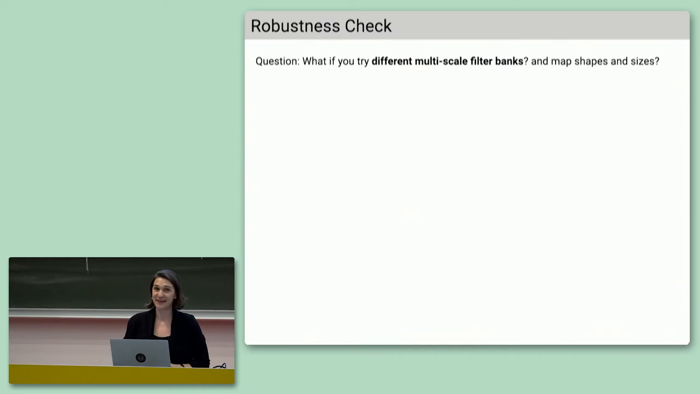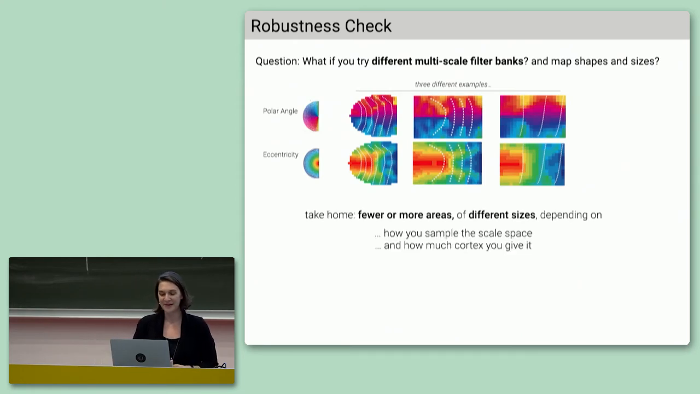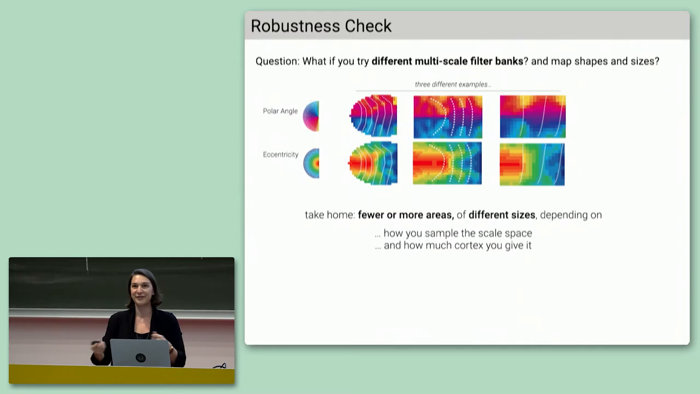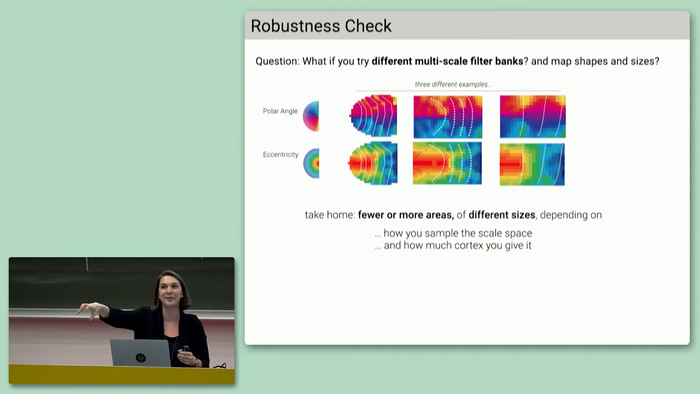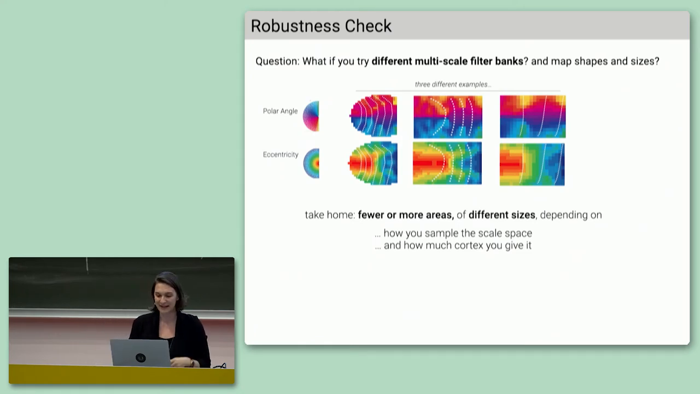Okay. We did a bunch of different robustness checks. What if you try different multi-scale filter banks, map sizes? Here's a bunch of examples. From playing around with this giant parameter space, the take-homes I found so far is that you can really get fewer or more areas of different relative sizes depending on how you spec out that multi-scale space. Sometimes if a scale is too far from its neighbors, you'll get a little satellite map somewhere else, which sometimes maybe happens in mouse cortex, so maybe there's something interesting to bring this method over there.